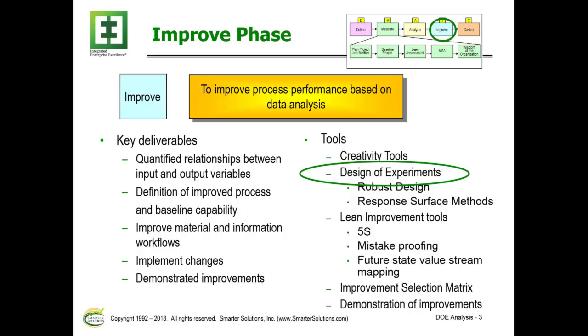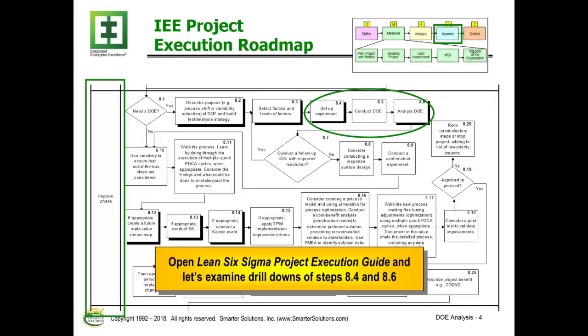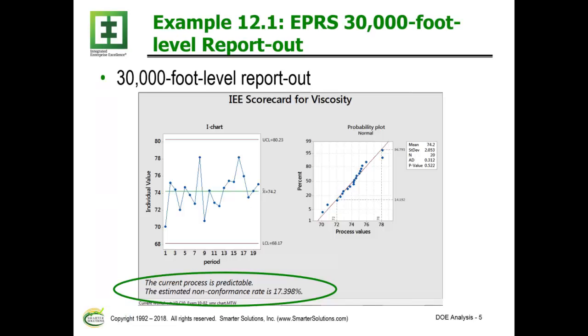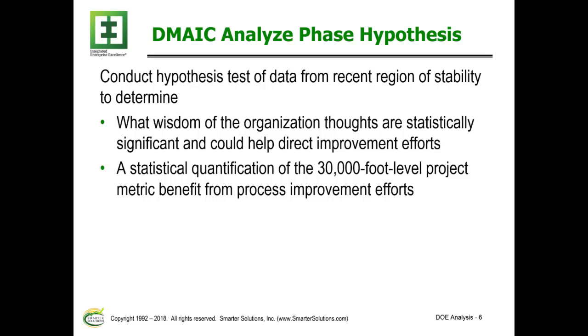So where are we at in the overall roadmap? We're looking at design of experiments. This is what we have as a drill down. Why are we doing this? We've got a 30,000 foot level metric that we're trying to improve. We're building a hypothesis test.